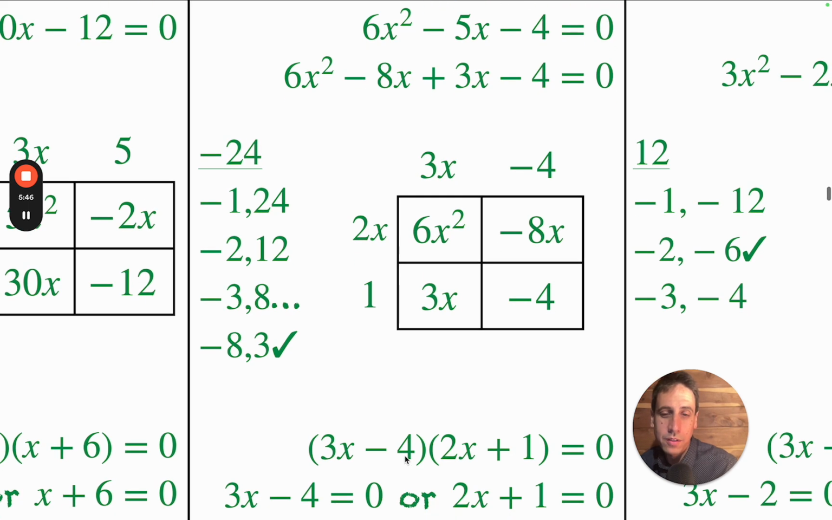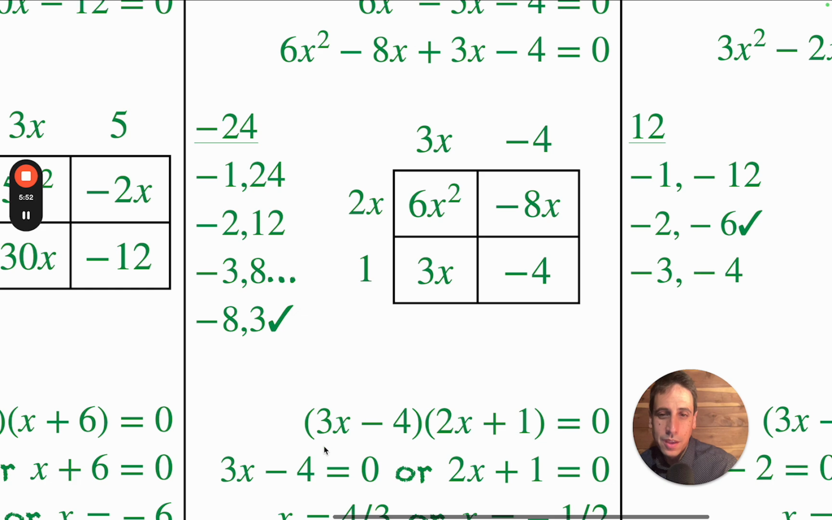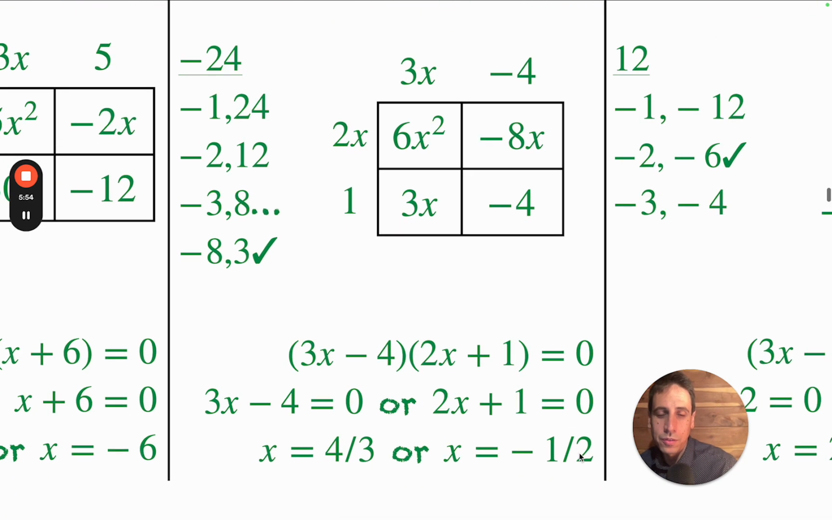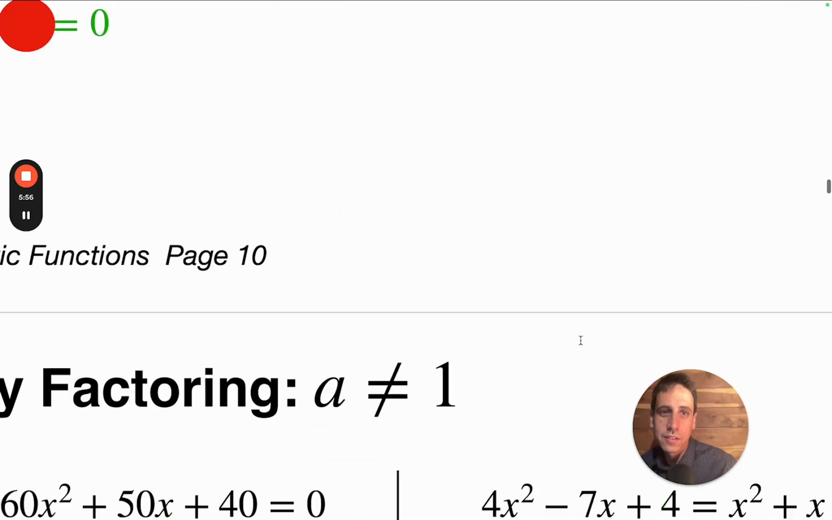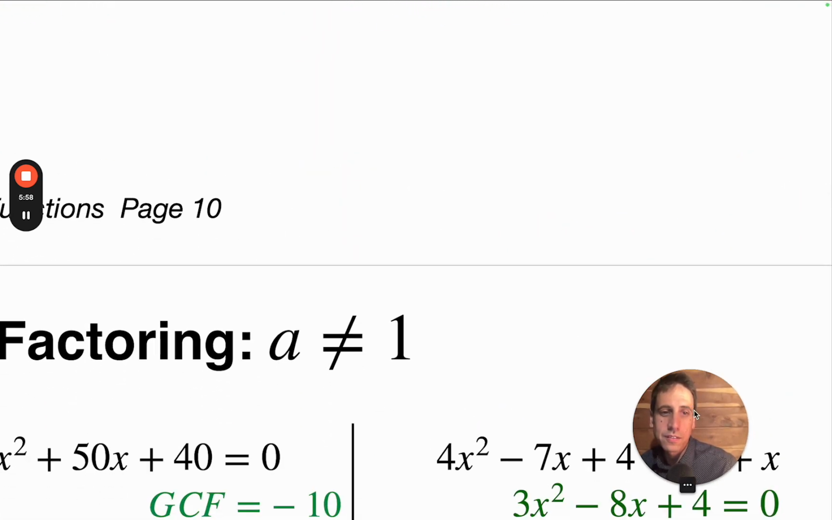All right, so we got 3x minus 4 and then 2x plus 1. You can split them up using the zero product property and then solve them individually, and you get these two numbers. Great. Next.